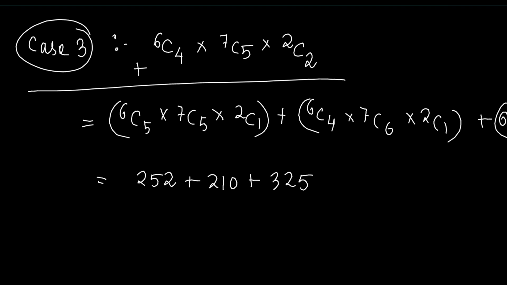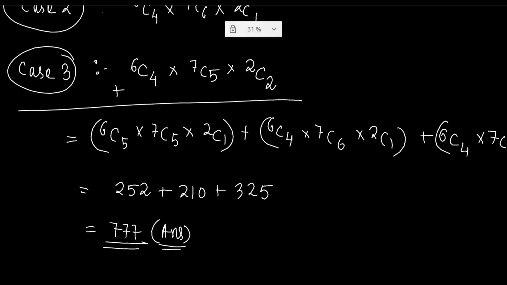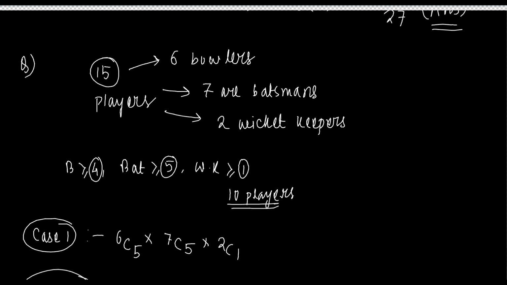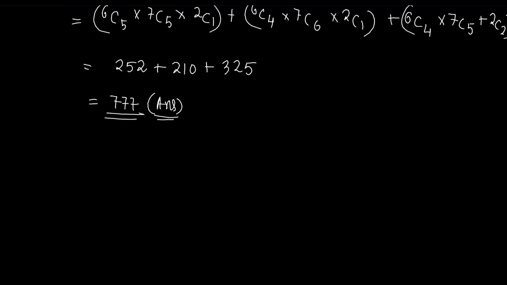You can check the calculation. So it is coming as 777. This is the final answer. Okay, you can check the calculation. So this is the total number of ways to form the team of 11 players, having at least 4 bowlers, 5 batsmen, and 1 wicket keeper. Okay, so I think I'm clear with this sum, the simple sum from PNC.